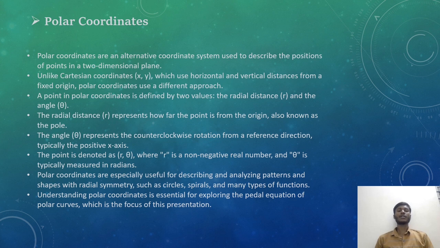The radial distance r represents how far the point is from the origin, also known as the pole. The angle theta represents the counterclockwise rotation from a reference direction, typically the positive x-axis. The point is denoted as (r, theta), where r is a non-negative real number and theta is typically measured in radians.